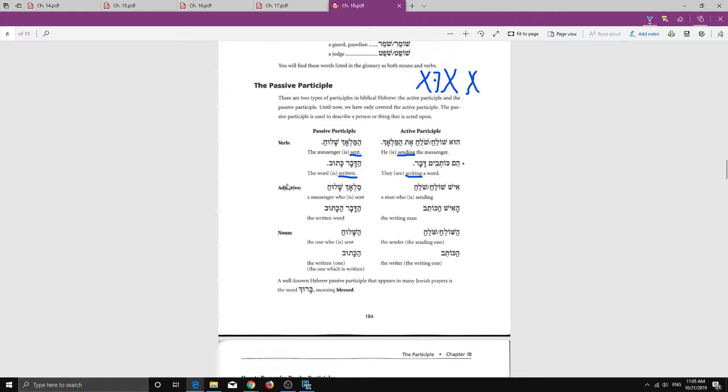Next one. So this was our kind of verbal ideas. Next is our adjectival ideas. A man who is sending would be ish sholeach. Oh, that's just the same word. Okay. So ish sholeach. A man who is sending, or a sending man, something like that. Doesn't make a whole lot of sense without other context. So then we have malach shaluach. Okay, a messenger is sent. So a sent messenger.